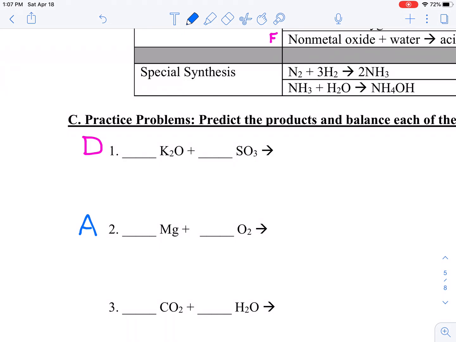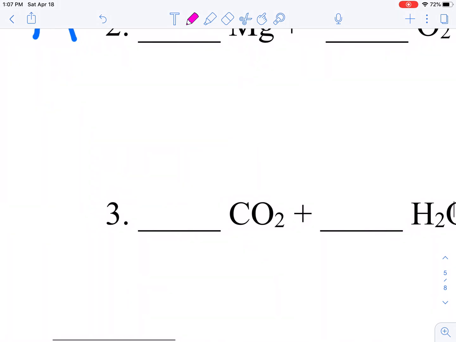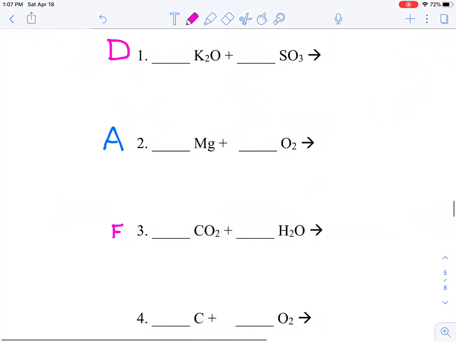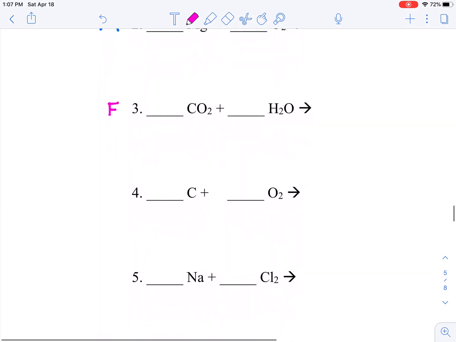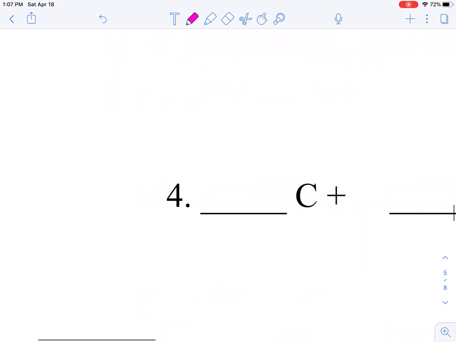CO2 is a nonmetal oxide. How do I know that? It's made of a nonmetal, carbon, and oxygen. So nonmetal oxide plus water, you'll notice that is letter F. So we'll put in an F here. In number 4, we have carbon plus oxygen. Carbon plus oxygen is a nonmetal plus oxygen. Carbon's a nonmetal. That is letter E for us.